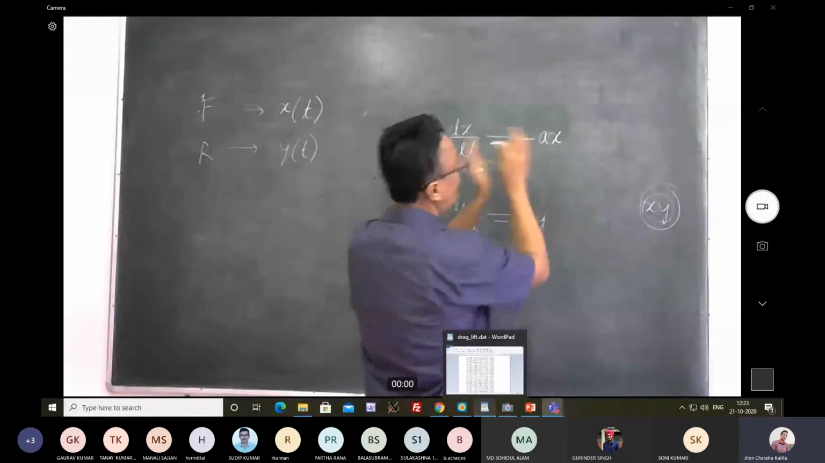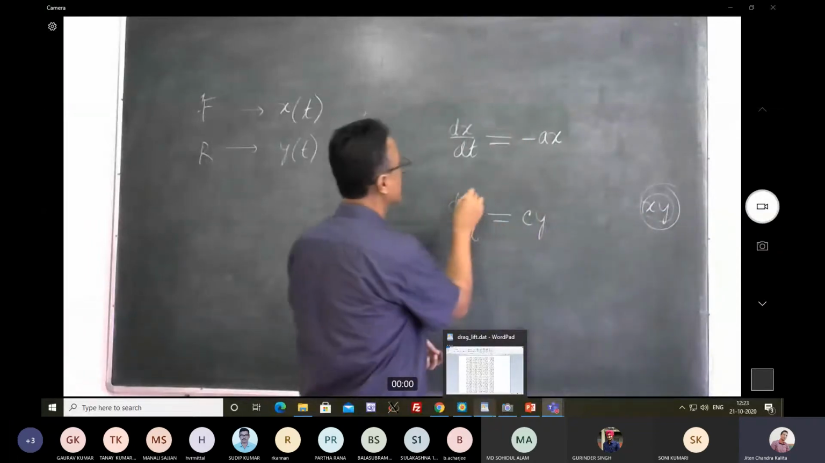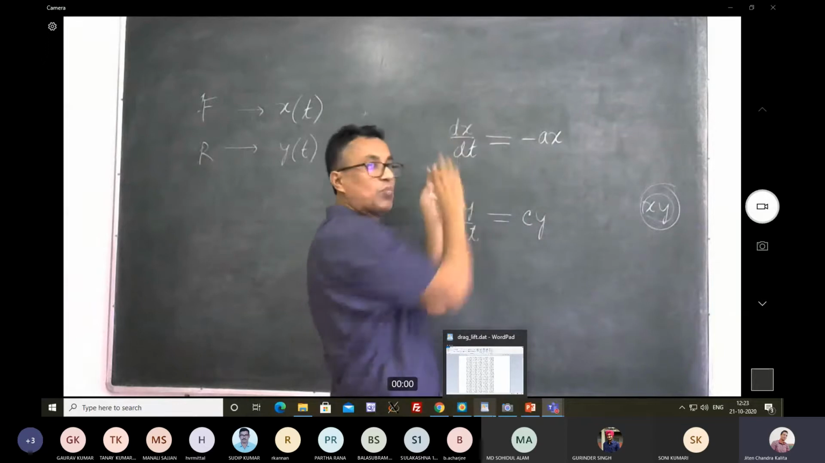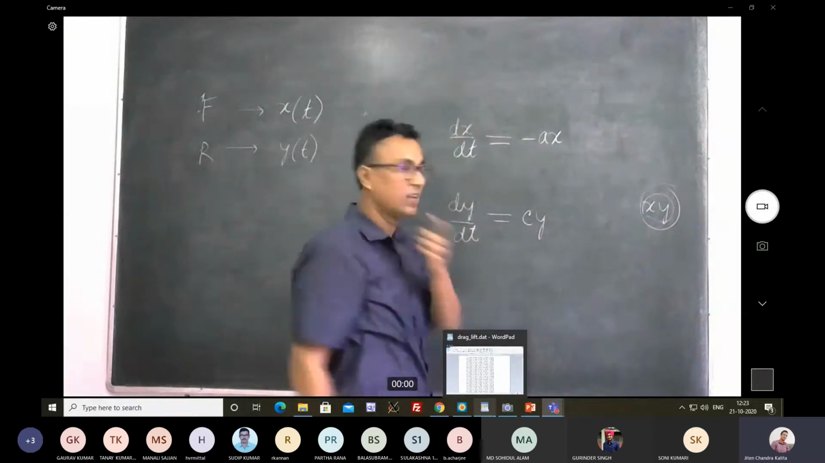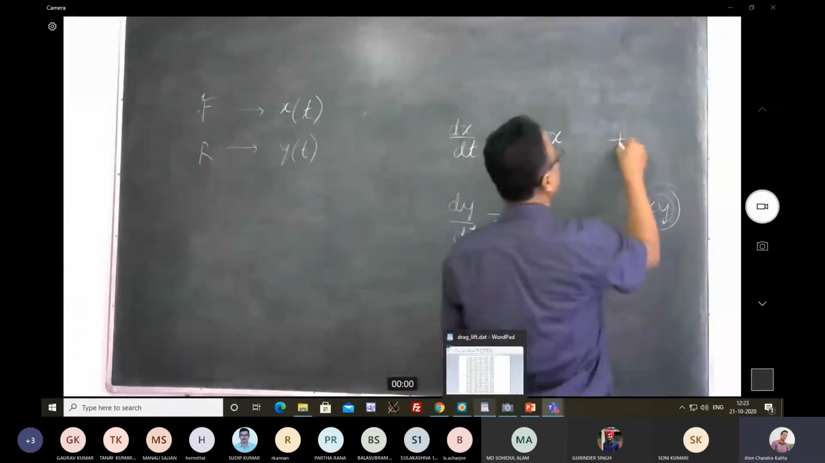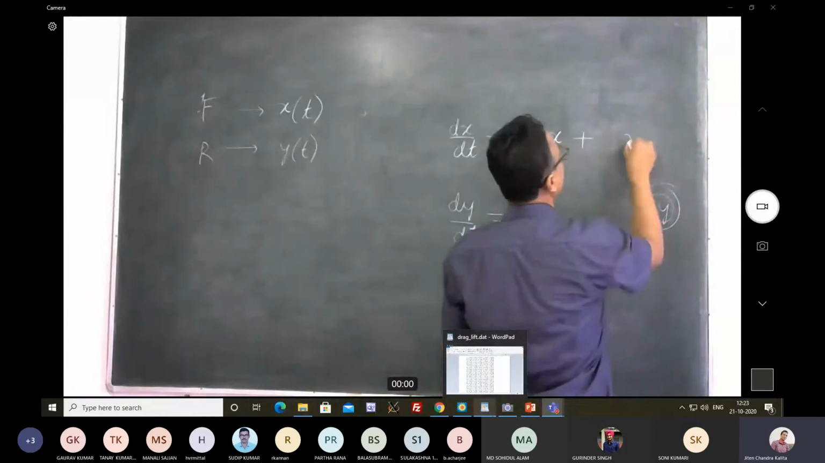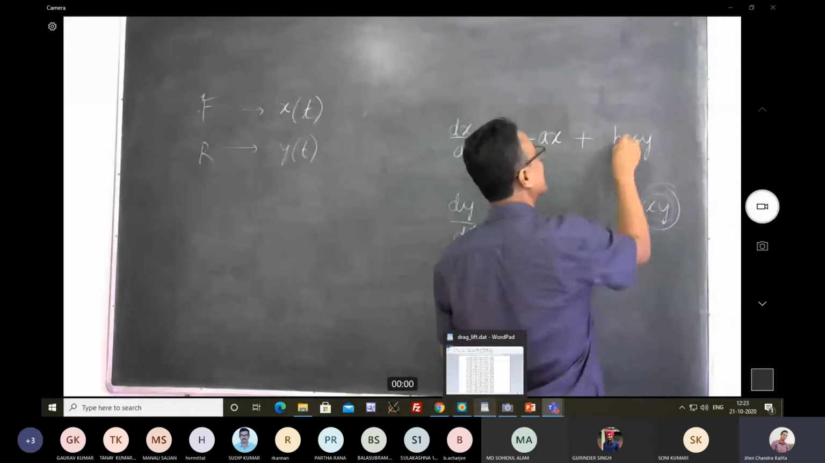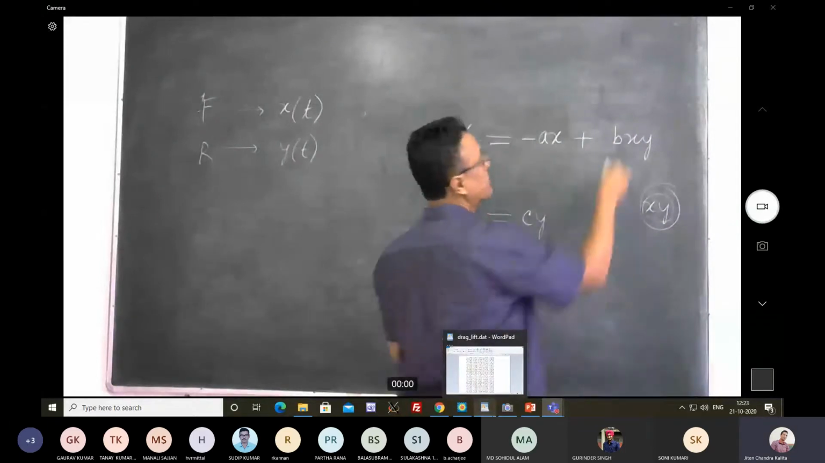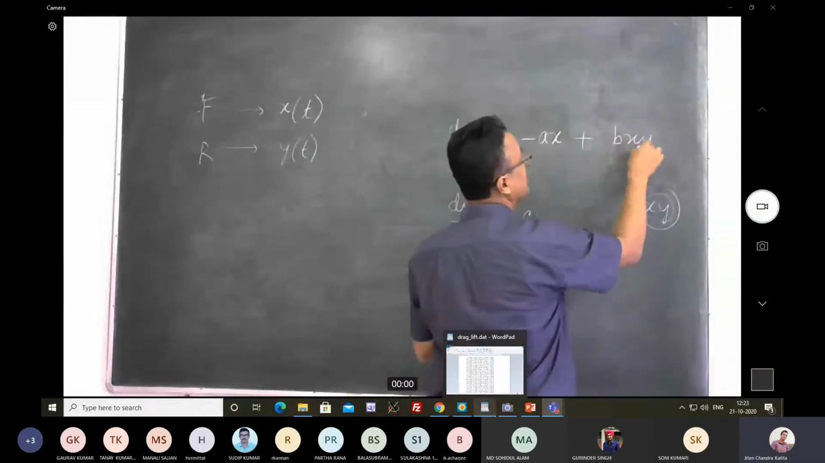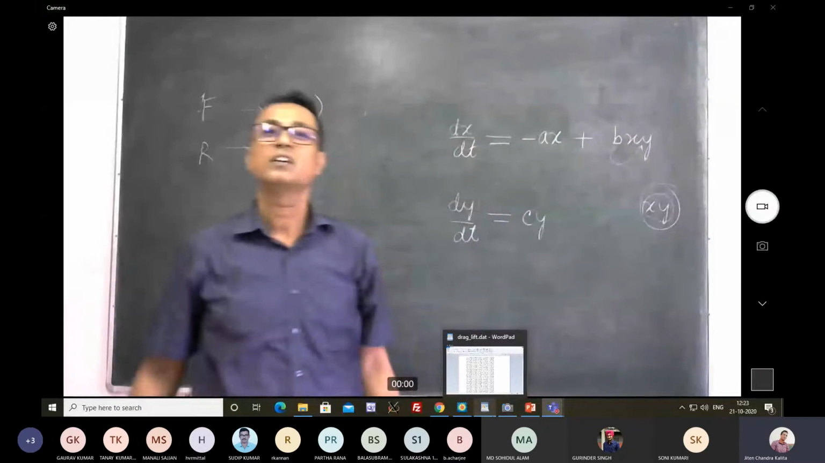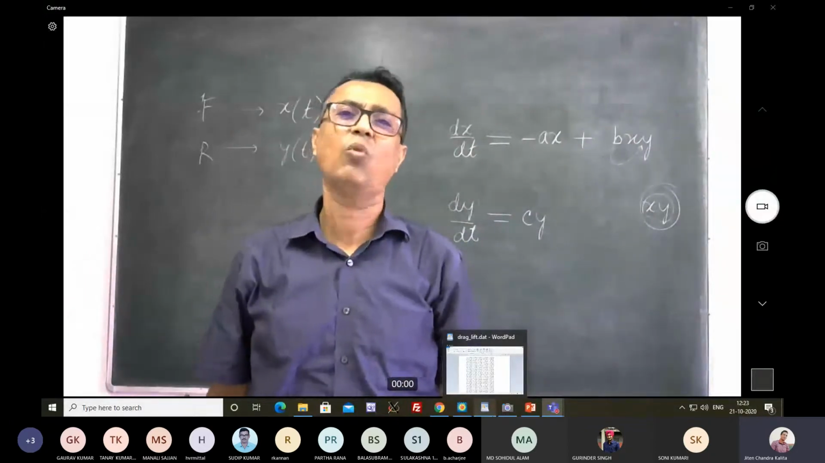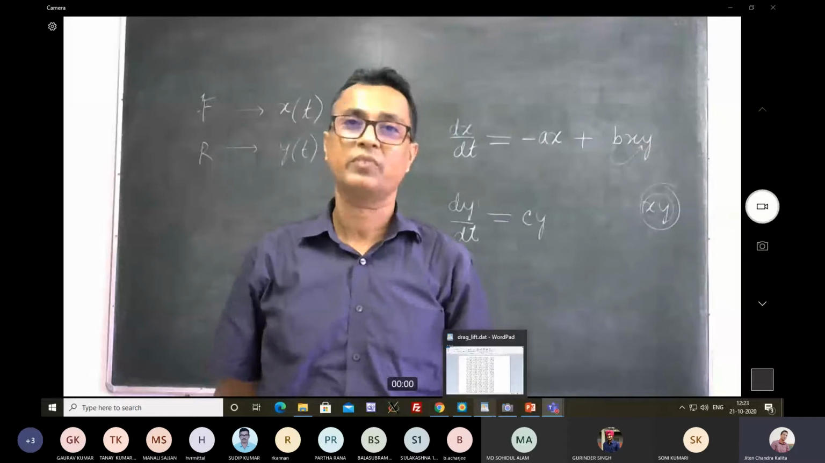Depending upon some factors, if both rabbit and fox populations coexist, then in the presence of rabbits, because the fox now has something to eat, their population is going to increase with some rate b, which is dependent upon the population of the rabbit also, because the more rabbits are present, the more food they will have.